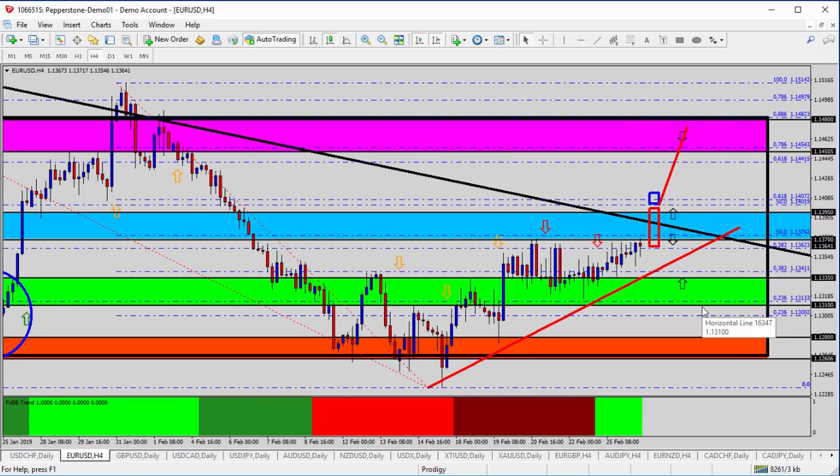So keeping an eye on the blue zone today. A break above it, we look for the market to go higher. Holding underneath it may give us an opportunity on the short side for the euro dollar today.